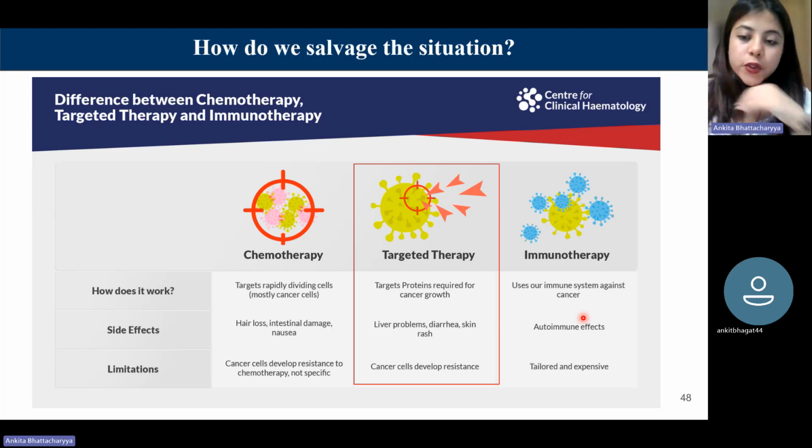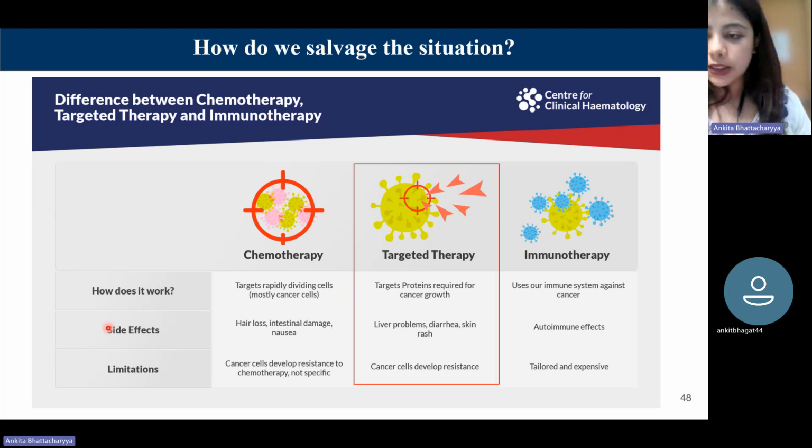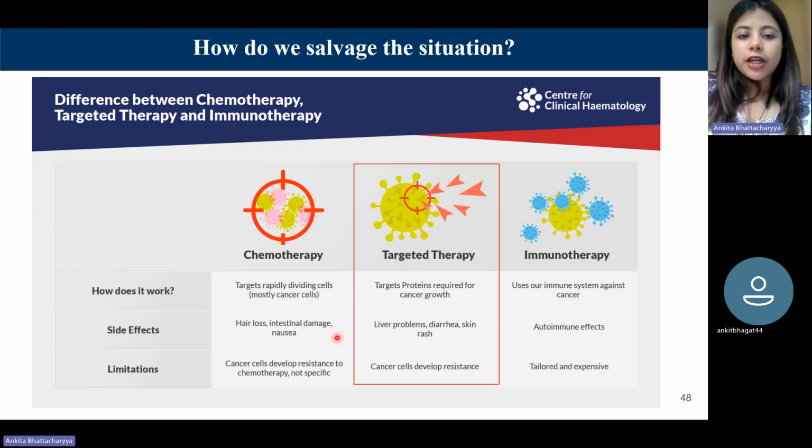Yeah. So, how does it work? First of all, what is chemotherapy? The basic idea is that you want to target rapidly dividing cells. What is this concept based on?